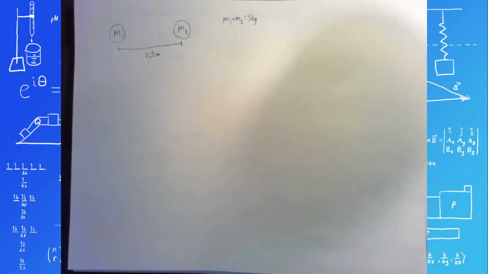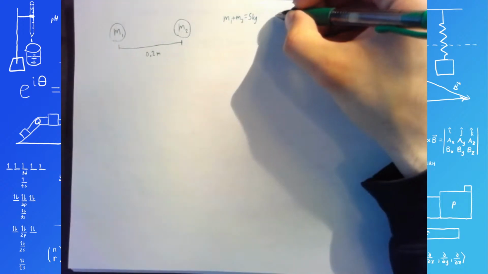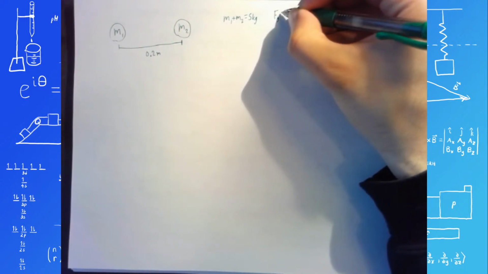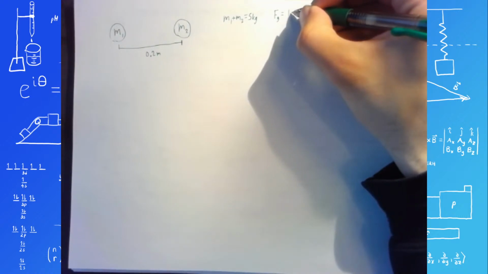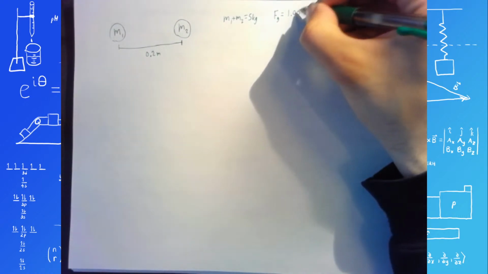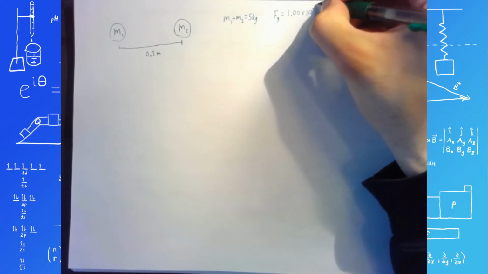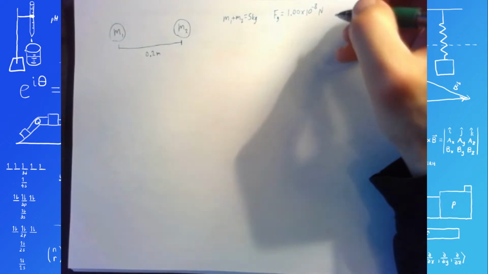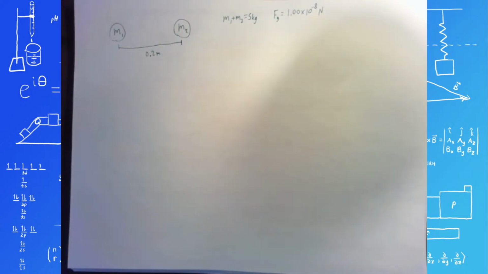And the force that they exert on each other, the force of gravity between them, is equal to 1.00 times 10 to the negative 8 newtons. And it says, what is the mass of each object? What is M1? What is M2?